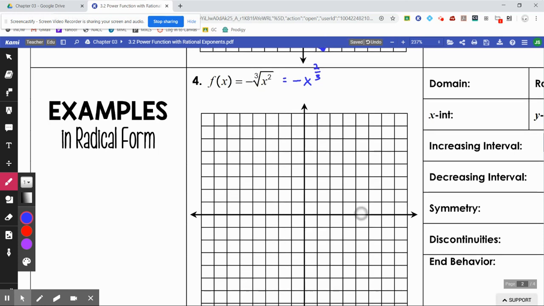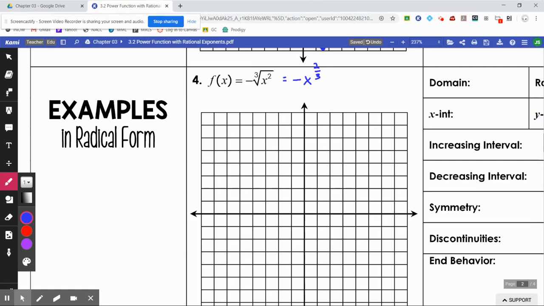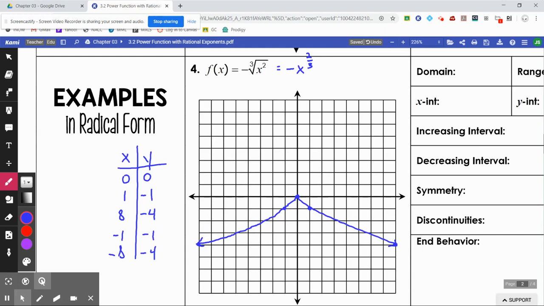Plugging in some values, we're going to get a different looking graph, pretty neat looking graph here. We plug these values in. Let's do a t-table over here. And here's what I get. Now, notice that I plugged in, along with 1 and negative 1 and 0, 8 and negative 8. And the reason I did that was because, since I was taking a third root, and remember that you can take a third root before you square, I knew that the third root of 8 was 2. Third root of negative 8 was negative 2. So that was going to be pretty easy to graph. So you get this odd shape looking graph here.